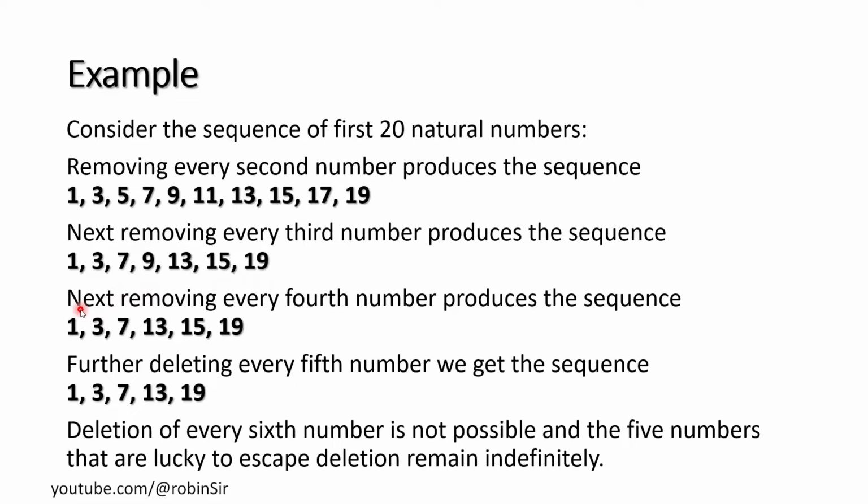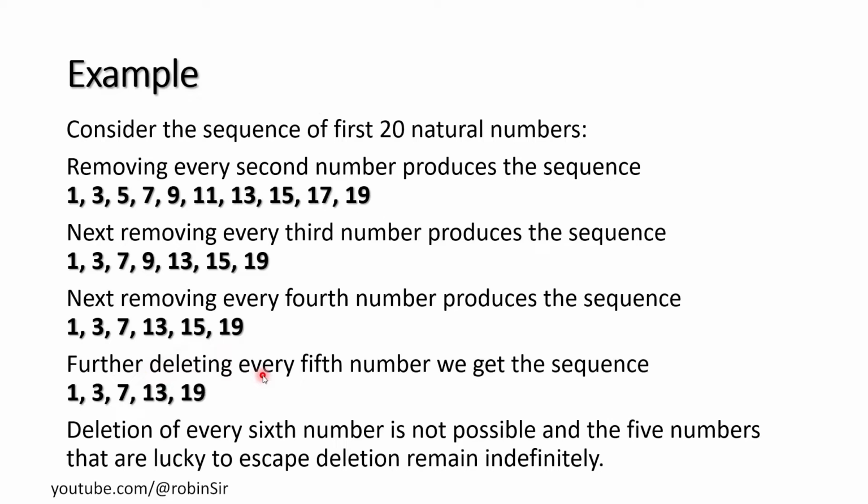Next, removing every fourth number produces this sequence. So here the fourth number is 9, and after that we don't have any other fourth number. So only 9 gets removed and we are left with this sequence.